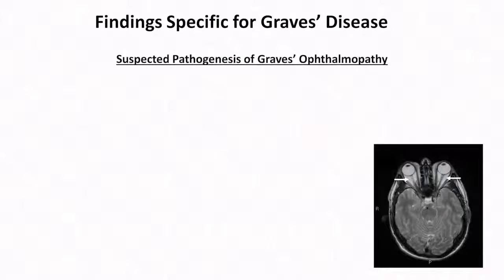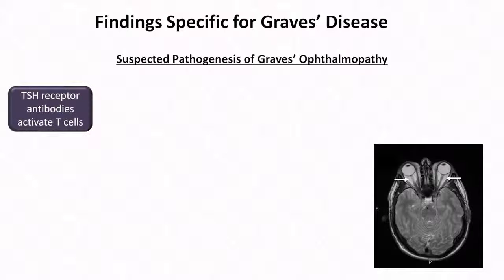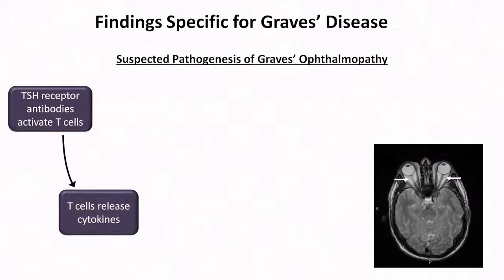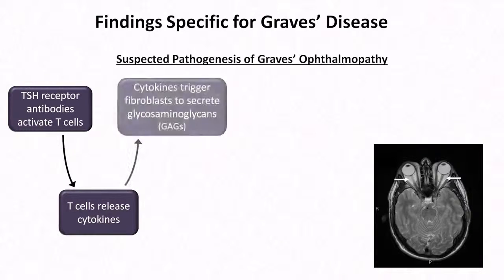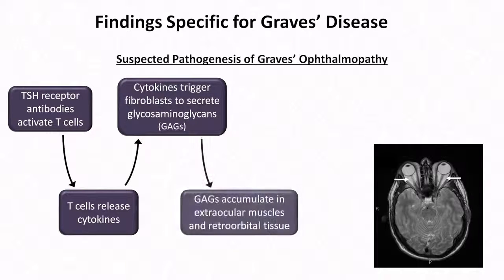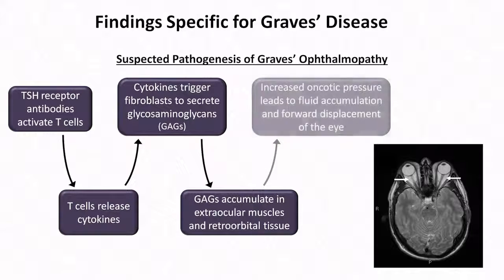The suspected pathogenesis of Graves' ophthalmopathy begins with the TSH receptor antibodies activating T cells, which release certain cytokines. These cytokines trigger fibroblasts to secrete glycosaminoglycans, which accumulate in the extraocular muscles and retroorbital tissues. This increases the oncotic pressure in those locations, which leads to fluid accumulation and forward displacement of the eye.